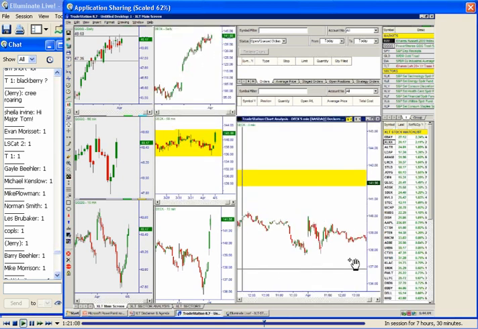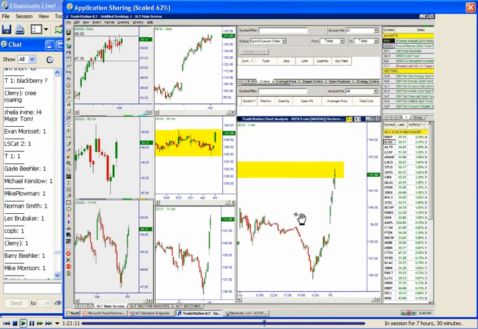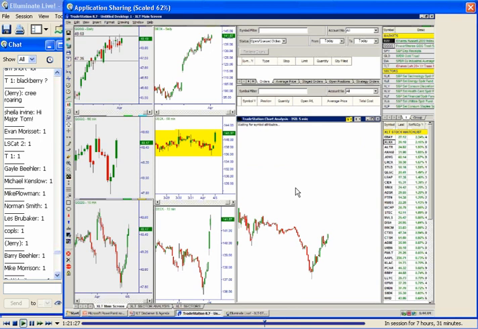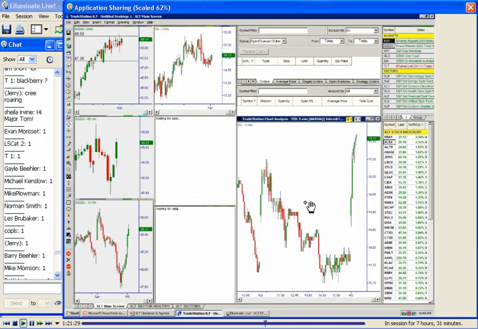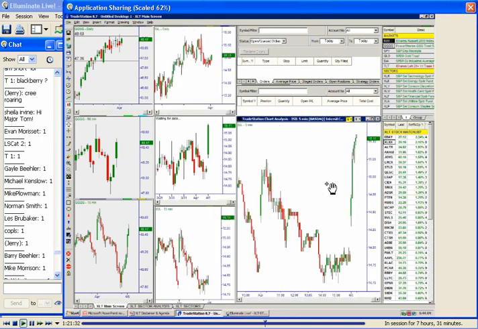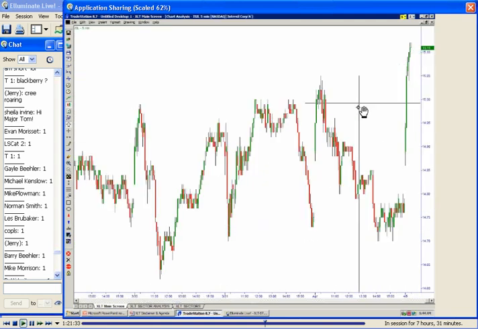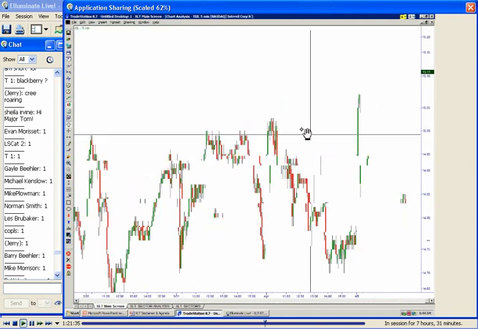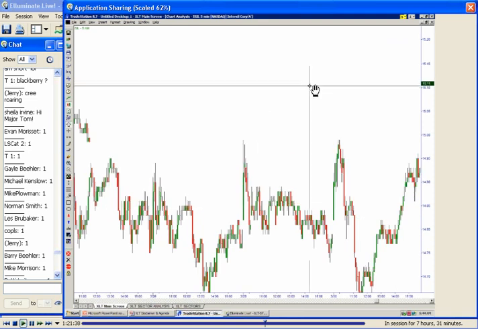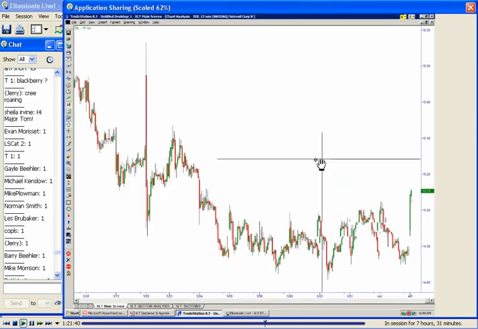The daily's looking pretty good on that one. Alright, so I'm just kind of watching this one here. Alright, keep this one in the watch list. ISIL. Let's look at that one real quick. Nice extended move to the upside there. Do we have anything to the left?